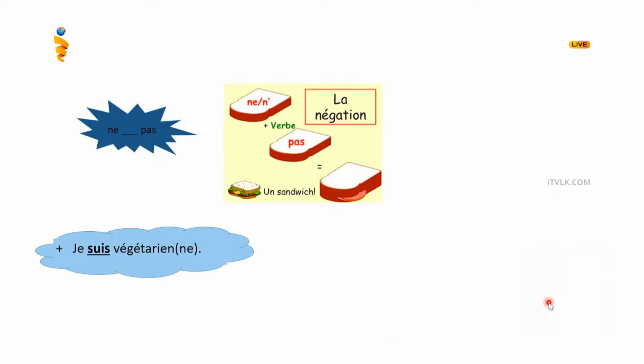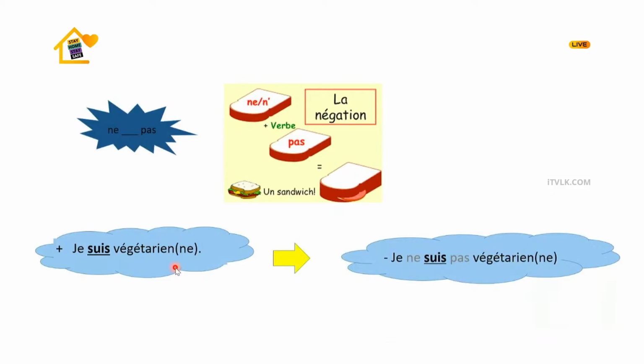So what do I have to do? I just take the conjugated verb suis and add my ne and pas before and after the conjugated verb. In that case, my sentence would be: Je ne suis pas végétarien. I'm not vegetarian. So can you see, children, here? Before and after the conjugated verb, you have ne and pas. That is how you form a negative sentence in French language.